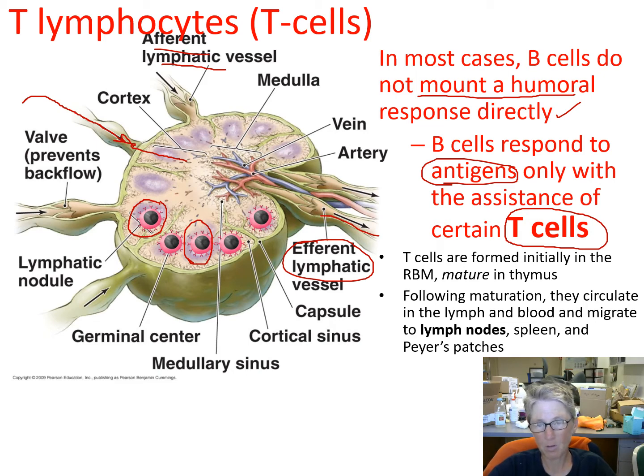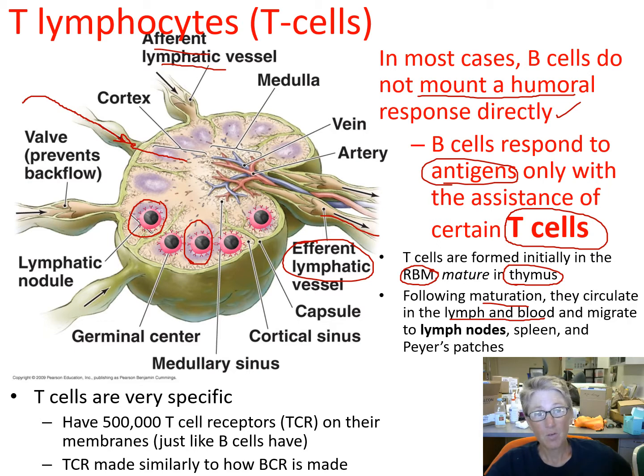And if you remember, T cells are formed initially in the red bone marrow with the B cells, but the T cells go on to mature in the thymus, and the B cells stay in the red bone marrow where they mature. Following maturation, both B cells and T cells will circulate in the lymph and blood, and then they'll migrate to lymph nodes, the spleen, and Peyer's patches. So I like to use the cartoon of the lymph nodes, because there's lymph nodes all over your body, and this is where the B and T cells will set up shop to do their thing.